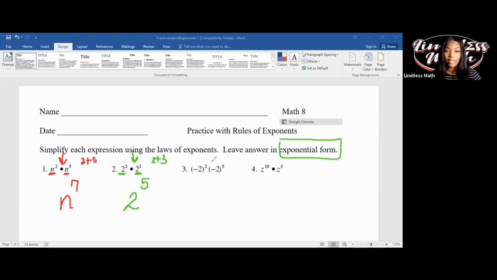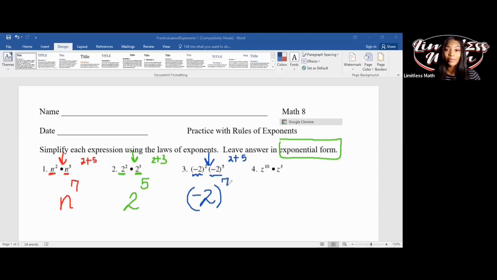Number 3. This is still multiplication. I don't see a dot there, but I know it is because we have these expressions written side by side. Okay, so that does indicate that we're multiplying, so we have to use the product rule. Once again, the base is the same. The big item at the bottom, -2, -2, keep it as a -2. Keep it in parentheses. And just add the exponents. That's all we're doing here. So once again, we have a 7.